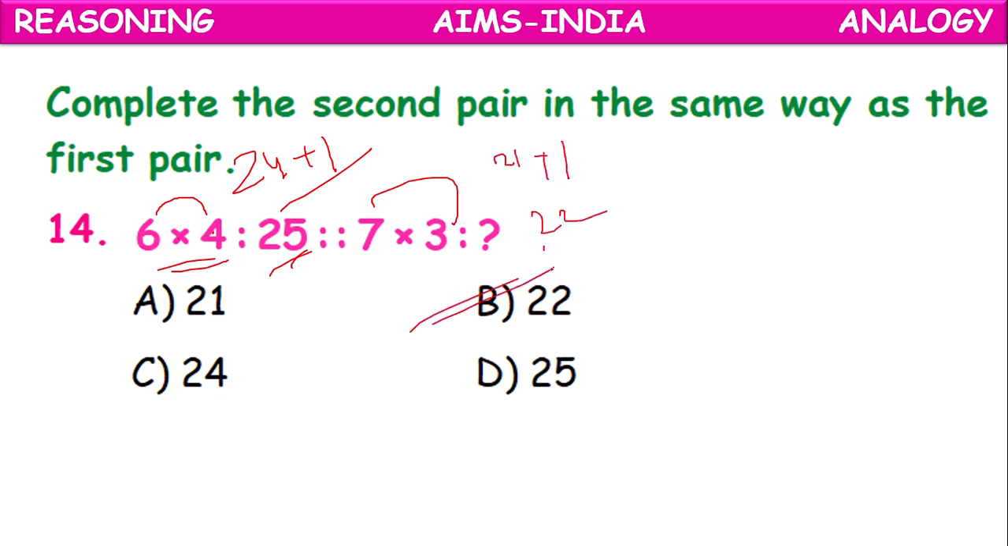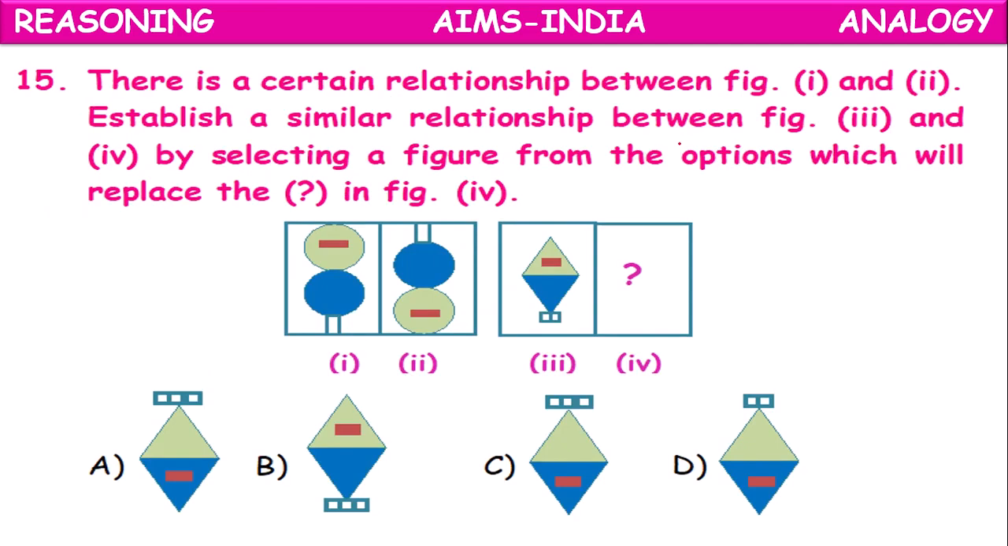6 into 4 related to 25. Actually, 6 into 4 is 24 plus 1, 25. 7 into 3, 21 plus 1, so 22. So option B is correct.